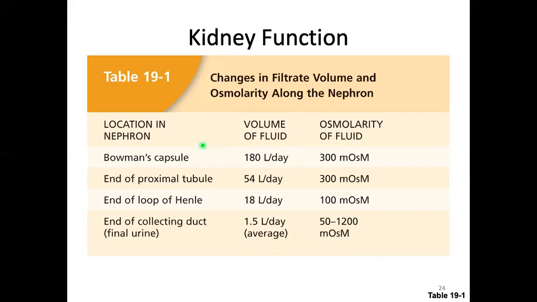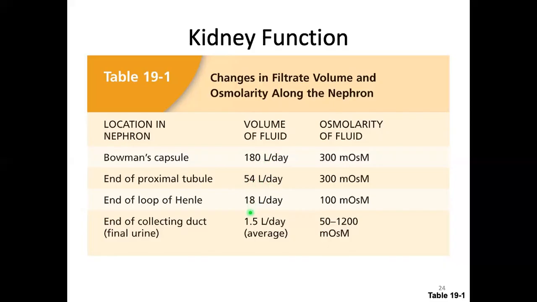So, the Bowman's capsule, the volume of fluid that goes through that Bowman's capsule is 180 liters per day. So that gives you an idea of how much fluid is flowing through that Bowman's capsule. And then at the end of the proximal convoluted tubule, there's 54 liters per day. So you reabsorb a lot of fluid, about 120 liters in the proximal tubule. So you do a lot of reabsorption of water in that proximal convoluted tubule.